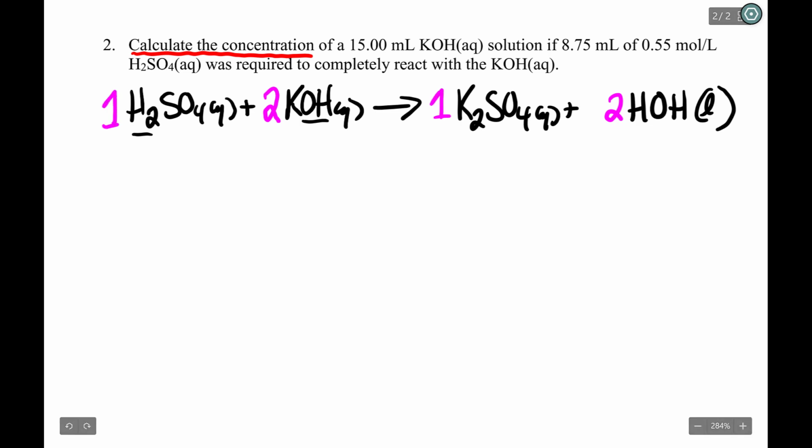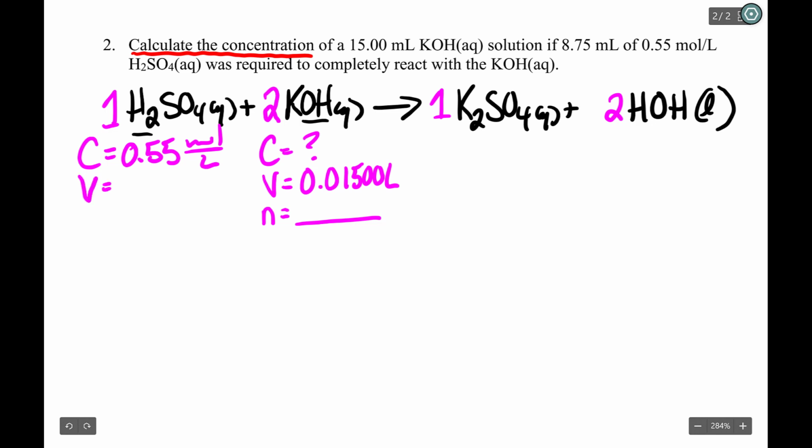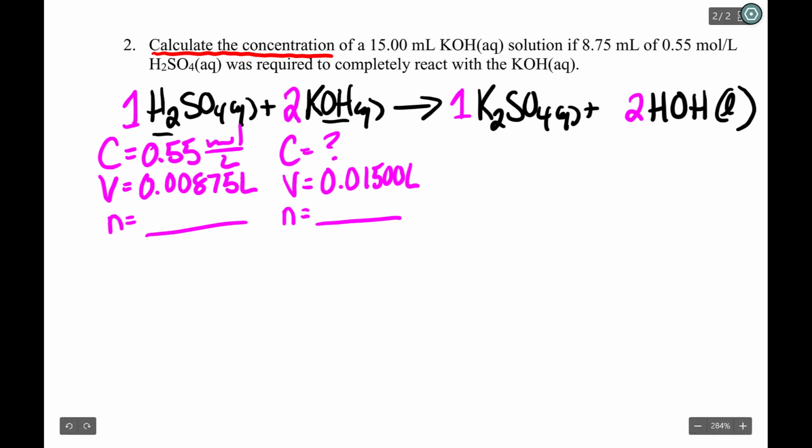The next thing I'm going to do is just write down everything I know and don't know. So I don't know the concentration of KOH. That's what I'm working towards. The volume is 0.01500 liters. That's 15 milliliters. And in order to figure out the concentration, I am going to need the moles. Now, on the other side here, I do have the concentration of H2SO4. It's 0.55 moles per liter. The volume here is going to be 0.00875 liters. That is the 8.75 milliliters. And from there, I'll be able to figure out the moles.